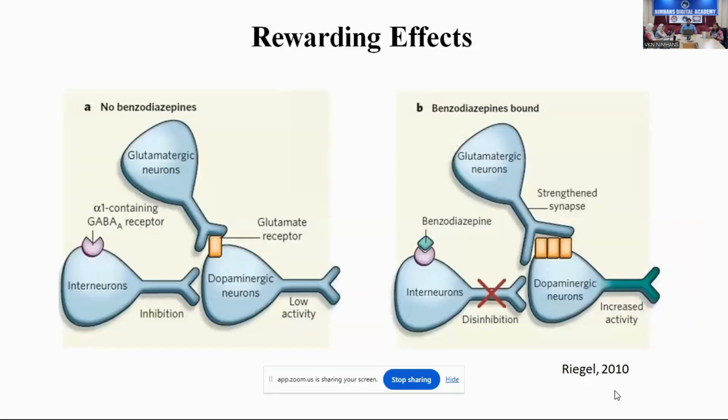Again, if you look at these two pictures, in A we show that there are no benzodiazepines, but in B we see that there is a benzodiazepine. These are inhibitory interneurons in your reward pathways. When a benzodiazepine comes, it blocks that interneuron, and there is a very high surge of dopamine in your reward pathway. That is how people sometimes utilize benzodiazepines to get that high.